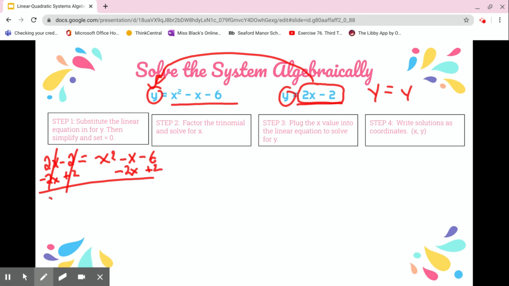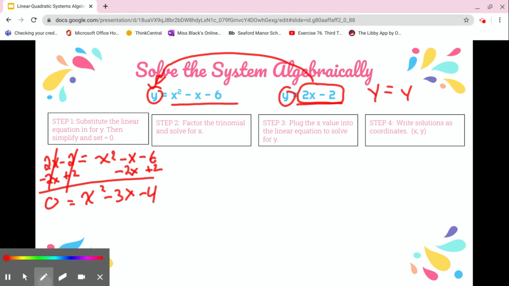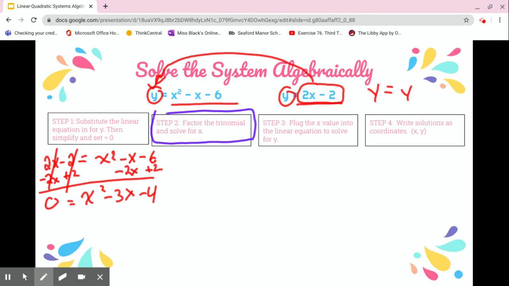That cancels out. And we have it equal to 0. So now we have x squared, -1, x minus 2x is -3x, and then -6 plus 2 is -4. Okay, so now we have it set equal to 0. Now the next step, step 2, which is right here, it says factor your trinomial. I'm going to factor it underneath it and then do the work up above, okay?